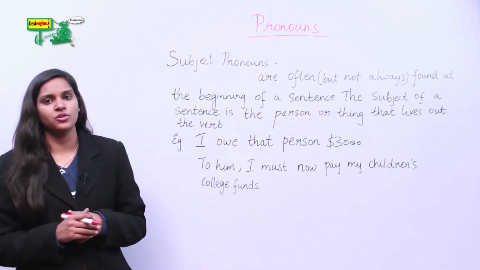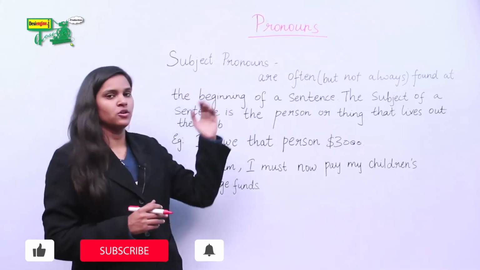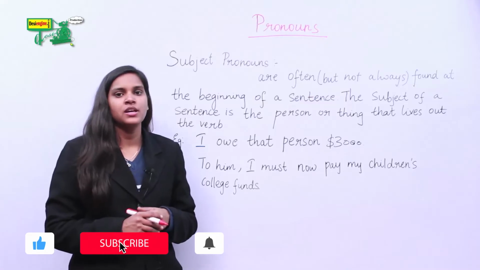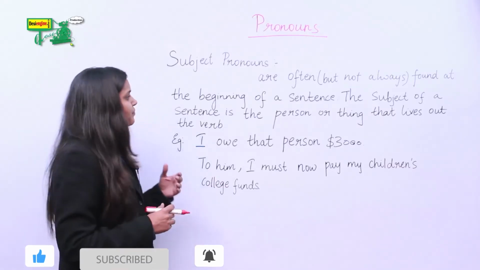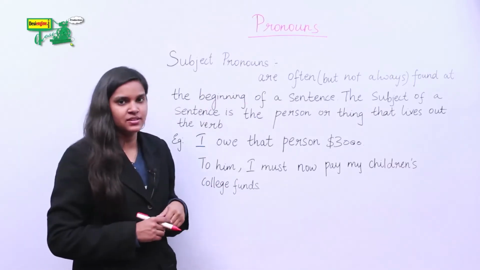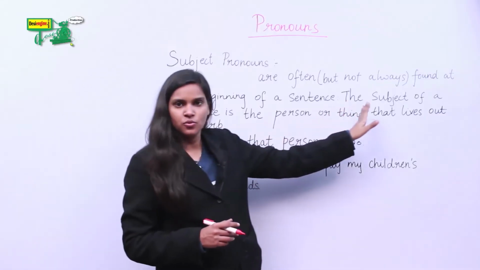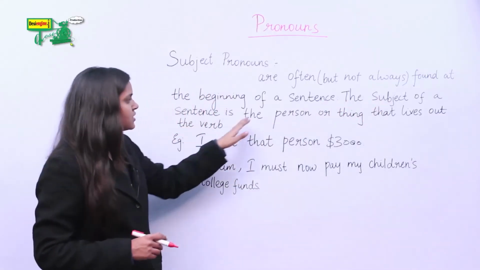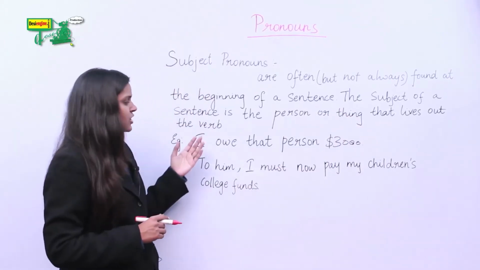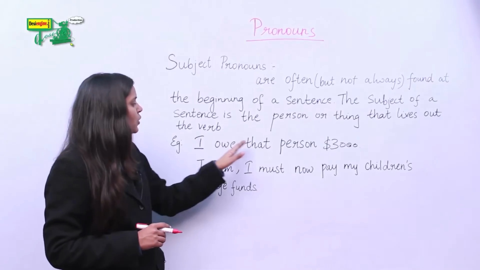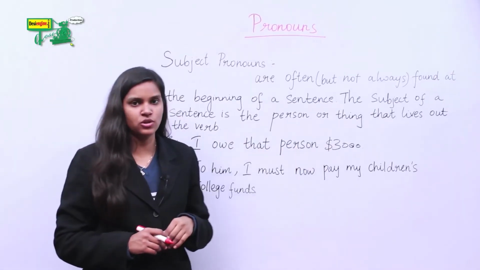Today we are going to learn about the different kinds of pronouns. The foremost among them is subject pronouns. What are subject pronouns? Subject pronouns are basically found mostly at the beginning of a sentence, and the subject of a sentence is the person or thing that lives out the verb. For example, I owe that person $3,000.